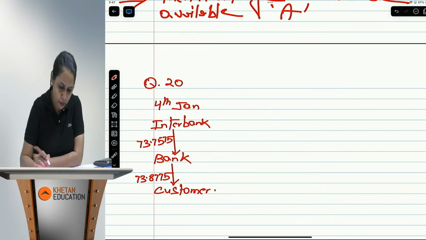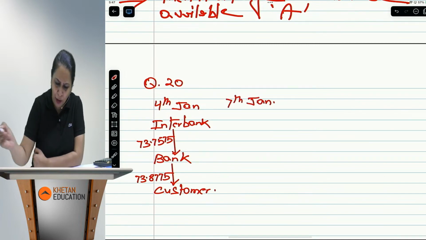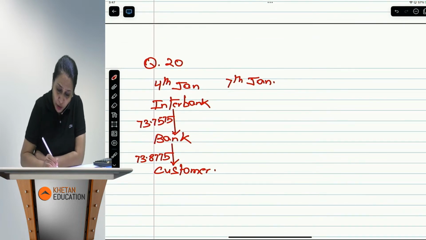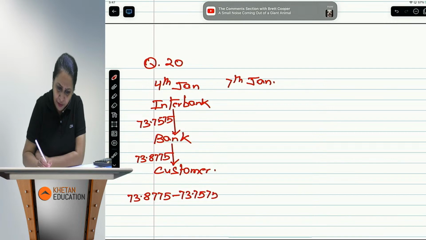Now the question says that then comes 7th of January, and the customer does not turn up actually. That is the biggest problem here. But what is the amount? Can you please tell me? So here the bank would have locked in a profit of how much? The bank bought at 73.7575 and sold at 73.8775, so 73.8775 minus 73.7575.